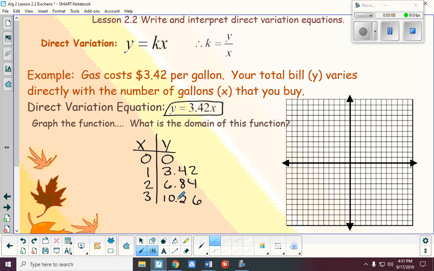Let's just graph those real quick. So we start at 0, 0, and we go over 1 up 3.42, over 2 up 6.84, right about there, and over 3 up 10.26. So just a little more, and you can see we have a line right here. So when we talk about the domain of this function, domain refers to your x values, or what your inputs can be. The minimum that you could put in would be 0. So you would say x is greater than or equal to 0.